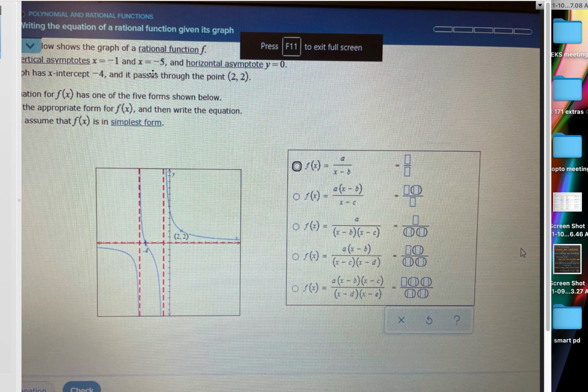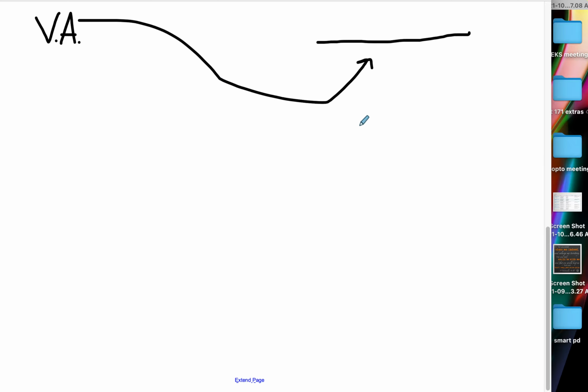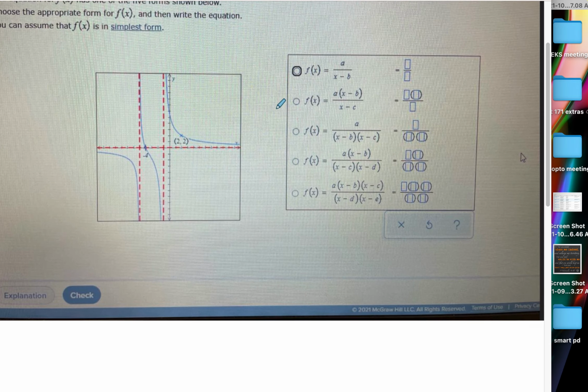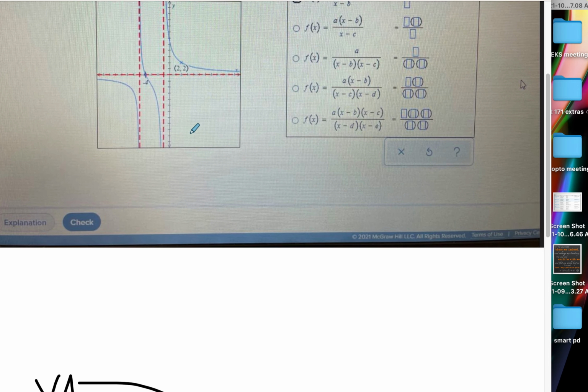So it says that this graph has vertical asymptotes at x equals -1 and x equals -5. Now, what that means very specifically is this. If you have a vertical asymptote, which, I'm a math teacher, nobody wants to write vertical asymptote, I'm going to write VA for vertical asymptote. The vertical asymptote in a rational function lives on the bottom, right down here. And they told us in this problem that the vertical asymptotes are x equals -1 and x equals -5.